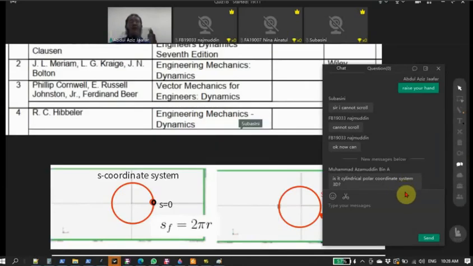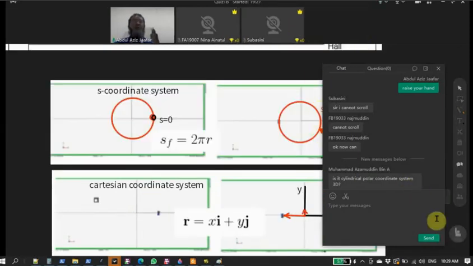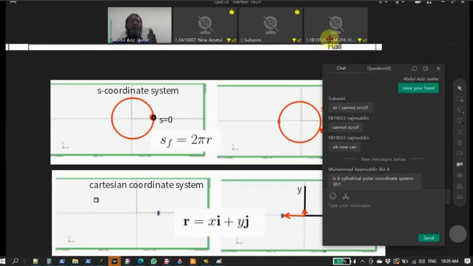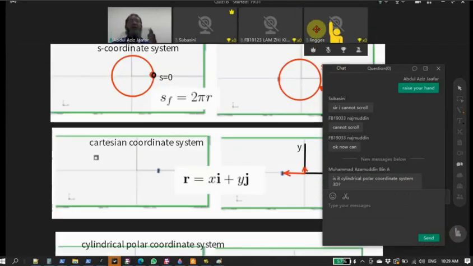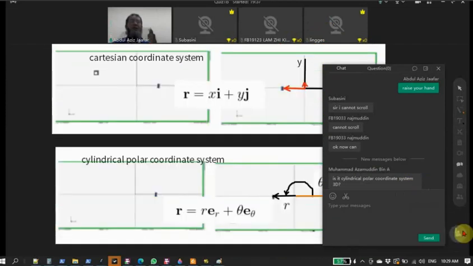Muhammad Azamuddin asked whether the cylindrical polar coordinate system is 3D. Yes, it's 3D and should have a z-axis, but in our lecture we are looking at plane motion, and plane motion is 2D. So we just consider the radial and the transverse components.